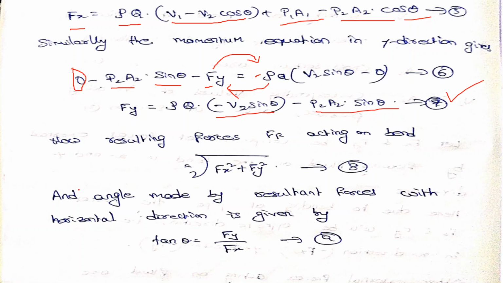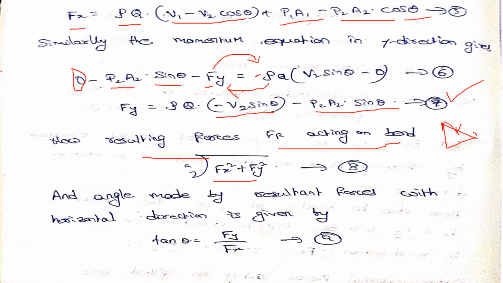Now to solve our derivations, means to solve our numericals, first of all we have to find force in x direction and force in y direction, and the final part, that is the resulting force. The resulting force FR acting on the bend is given by Fx square plus Fy square. Obviously, see here Fx, Fy, the resultant force at this location is equal to square root of Fx square plus Fy square.